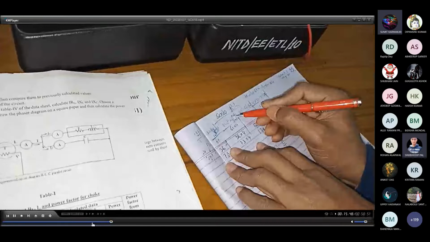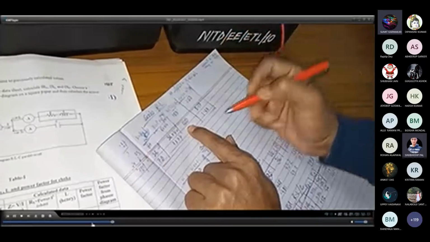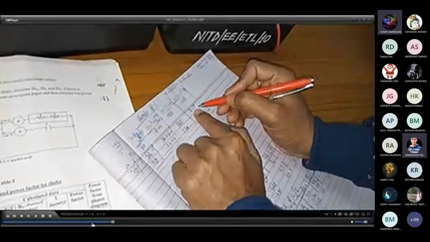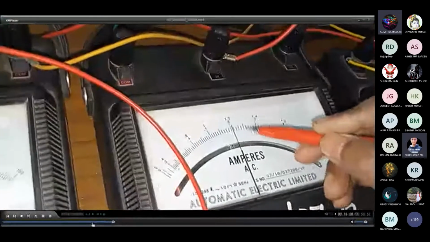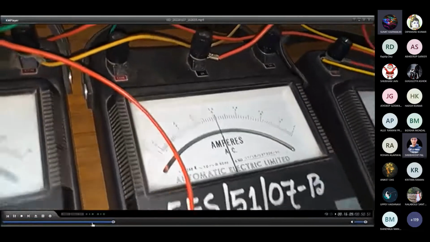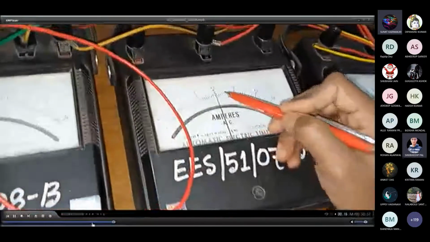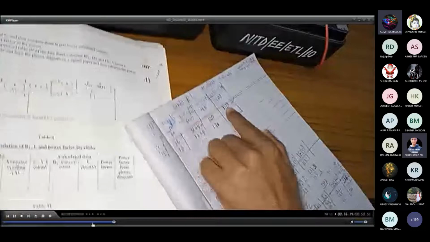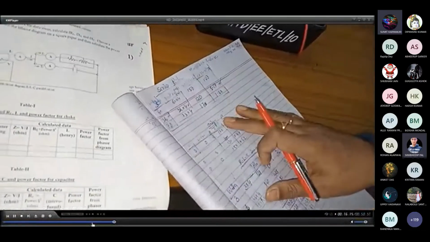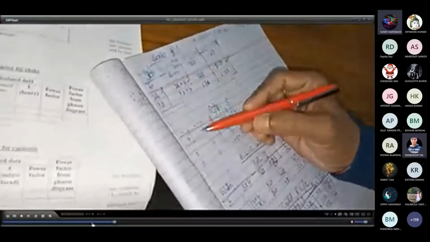And we have noted the voltage, right? Whatever the voltage we are getting, 120, and the current, okay, it is almost between 8 and 10. So it is 9, let us call it. So it will be 1.19. We are taking this one. Okay. So similarly, you will have to take a few other readings.